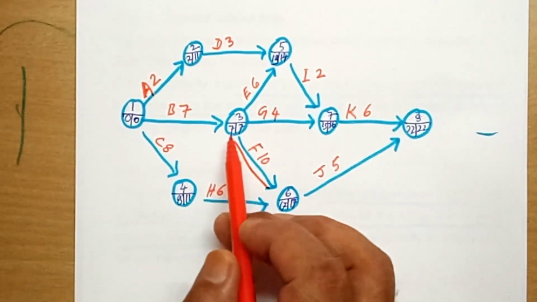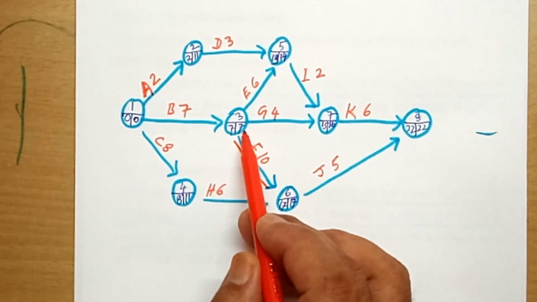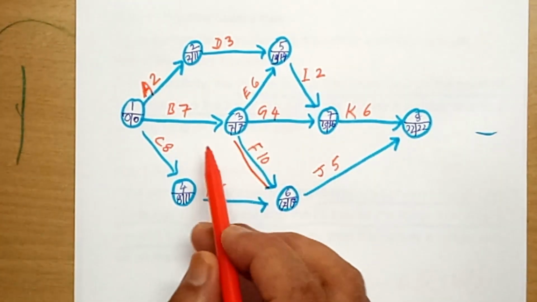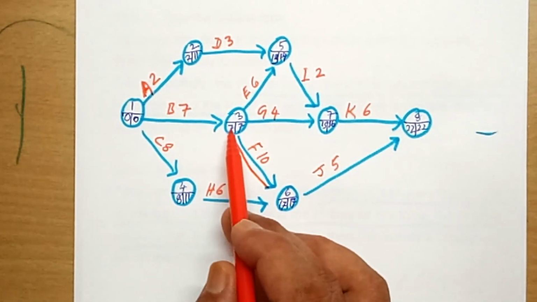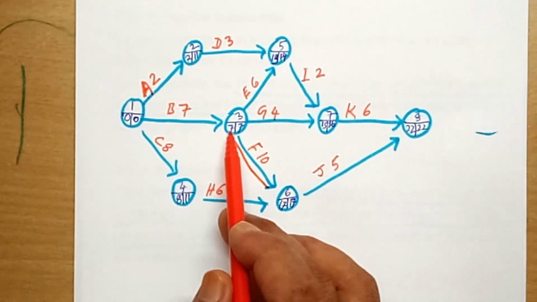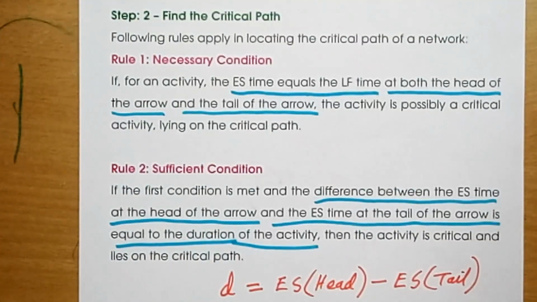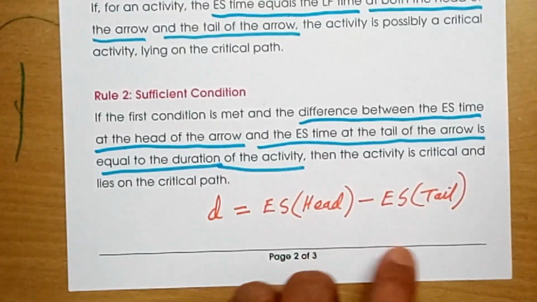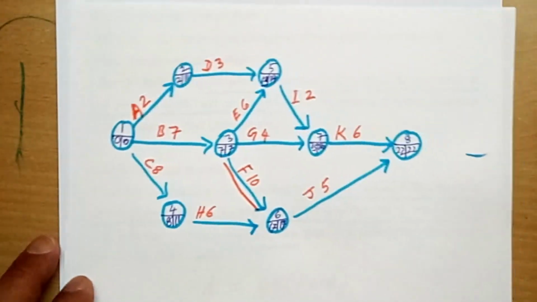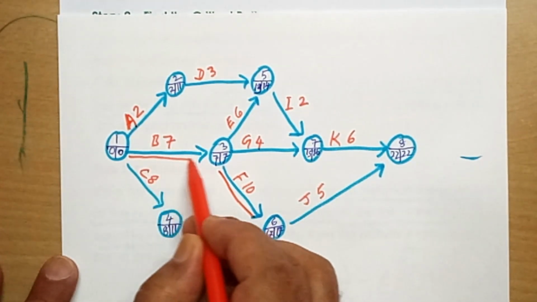See here, in case of activity B, at the arrowhead, earliest start and latest finish are equal. At the arrow tail, earliest start and latest finish, 0 and 0, are equal. And also the duration is the difference between earliest start at arrowhead minus earliest start at arrow tail. Earliest start at head is 7, earliest start at tail is 0. 7 minus 0 is 7, which is the requirement. Earliest start at head minus earliest start at tail must be equal to the duration of the activity, which is 7. So safely, confidently you can say this is a critical activity.